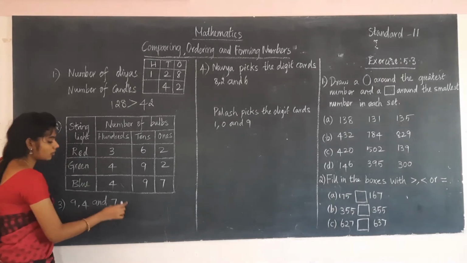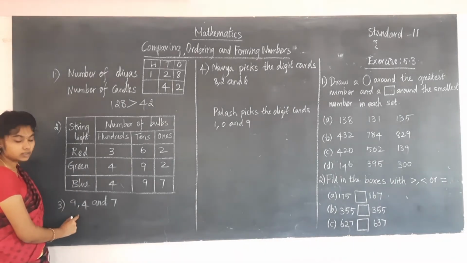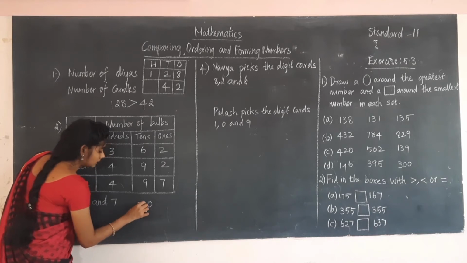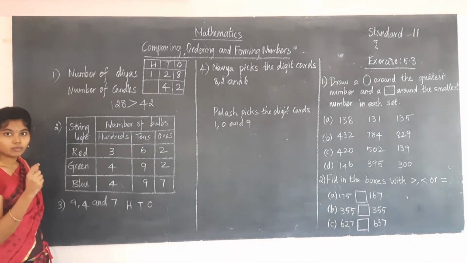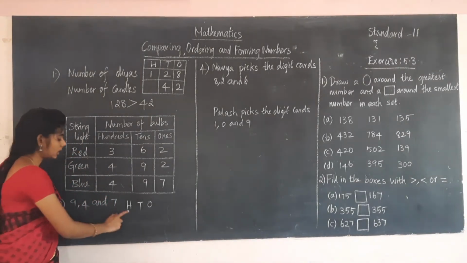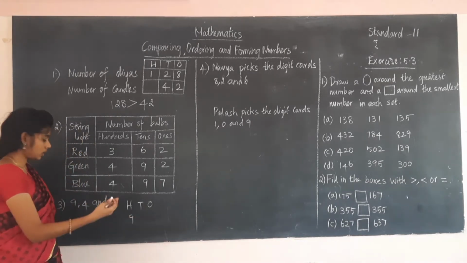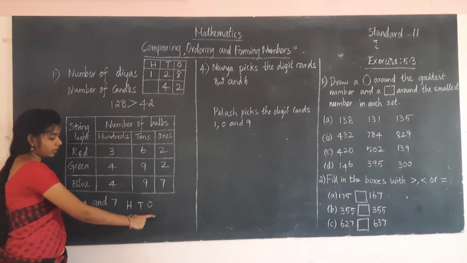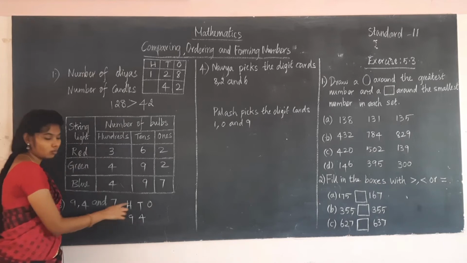To find that, first we have to write the place values, because we have to place the 9 in the hundreds place. So write the places: ones, tens, hundreds. We are making a 3-digit number, so we write up to the hundreds place. Now place 9 in the hundreds place, and the numbers remaining are 4 and 7. So you can place 4 in tens or in ones. We can place 4 in the tens and 7 in the ones.